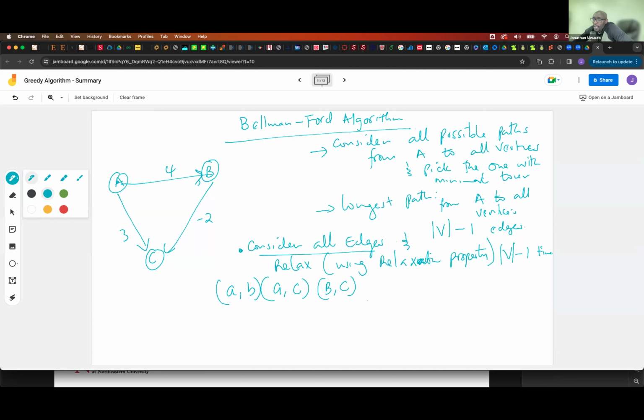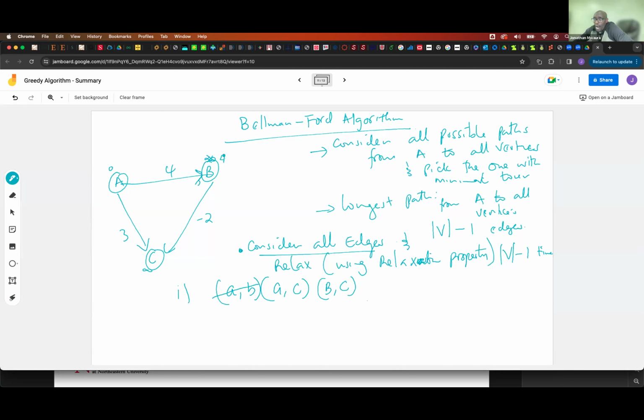Okay, let's think about it. A to B is 4. So this is 0, this is infinity, and this is infinity to start with. So A to B is 4. 0 plus 4 is 4. So this one is 4 now. We do that by picking up AB. We've considered this one time. So this is 4.